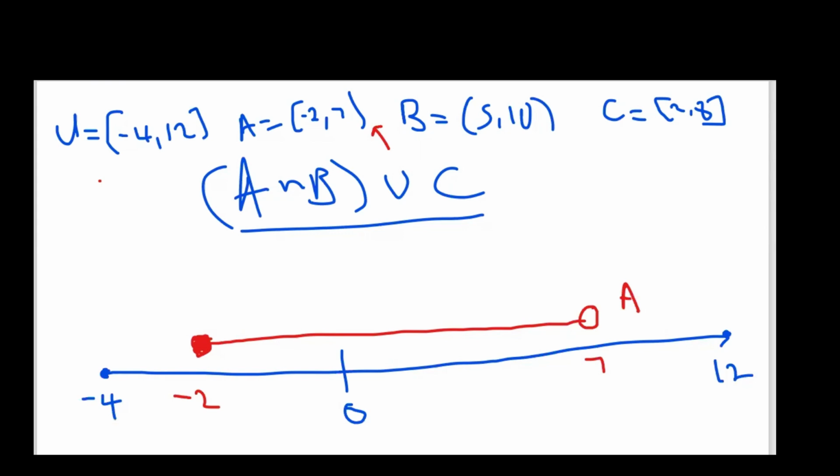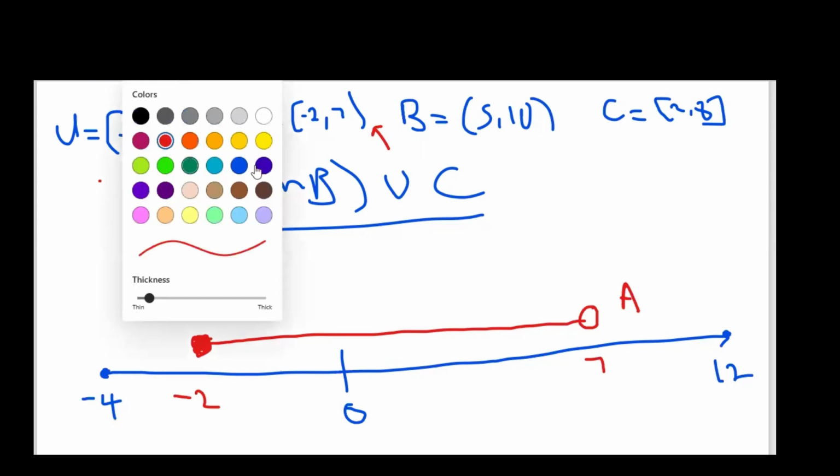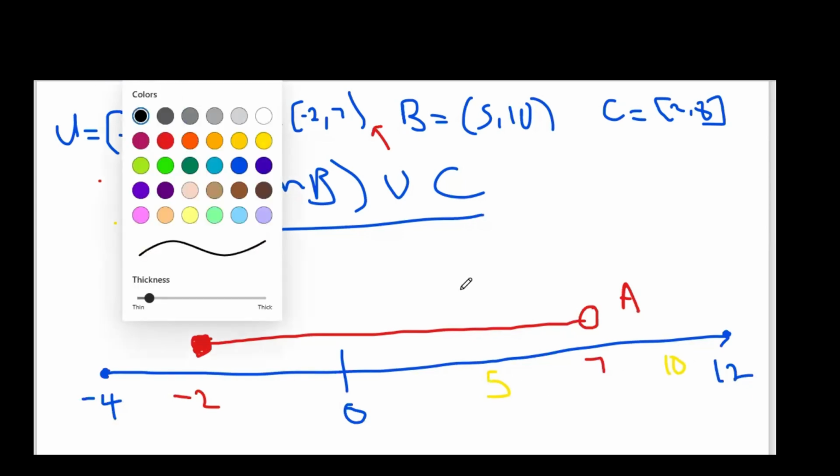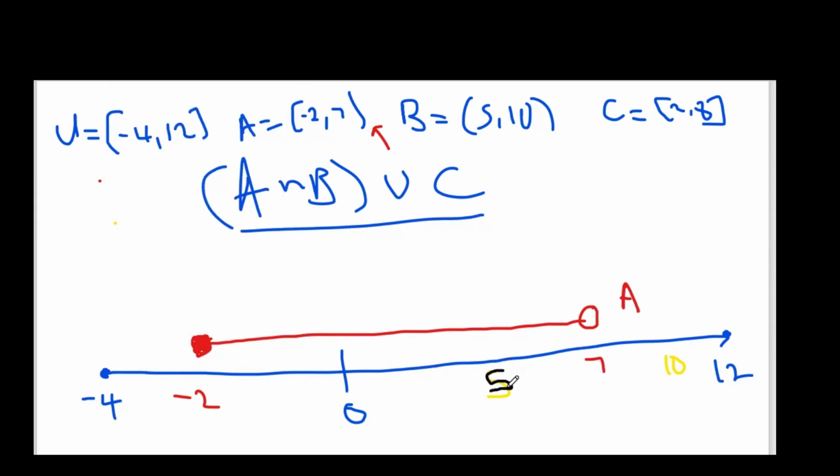Then let's plot my B, let's use yellow. Our B starts from 5 all the way to 10. So 5 can be somewhere there, and then our 10 is there. None of these are included, so I'm going to have an open circle there, and an open circle there. So this is my B.